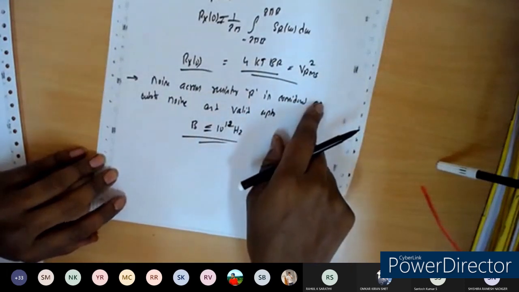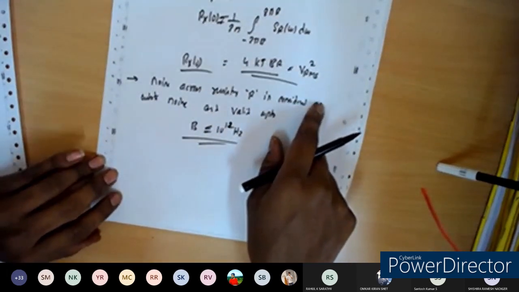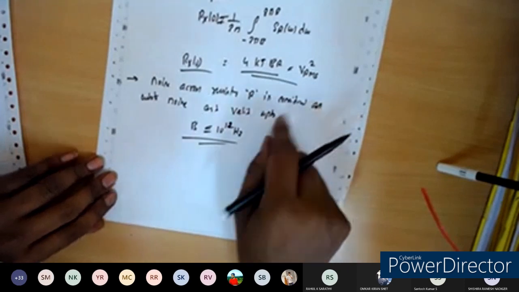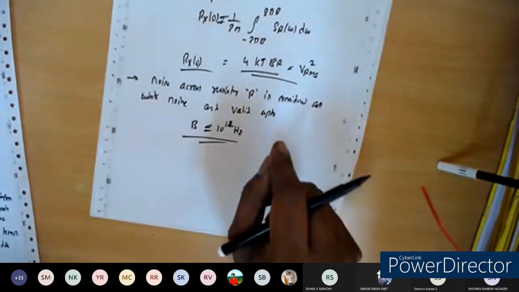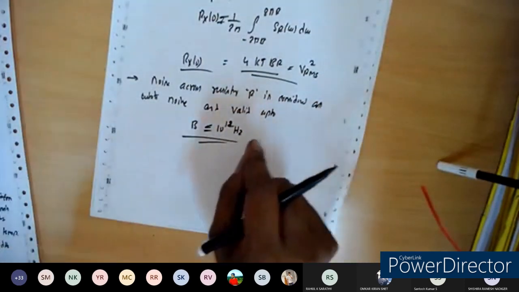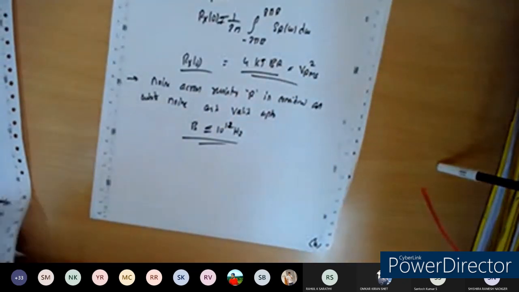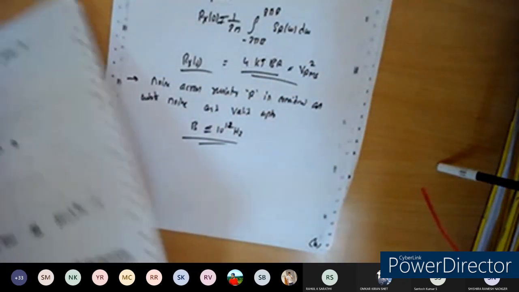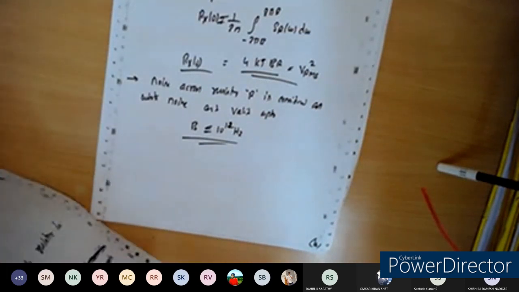In communication, we are going to consider this, design the receiver, and find out the probability of error, and it is possible to recover the signal in the presence of noise. Okay, so this completes module 3, the theory part. Some problems are there. I'll take the problems.